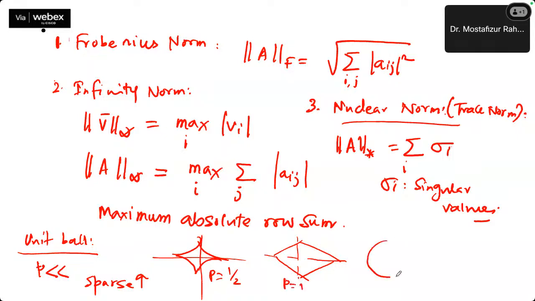For p equals 2, the Euclidean norm, it's basically a circle shape. And then p equals infinity is basically a perfect square shape. So these are the various geometries for the norms. This is also known as the super ellipse.